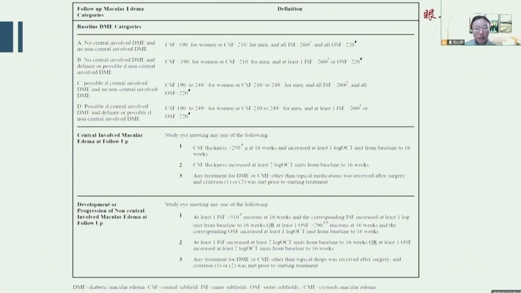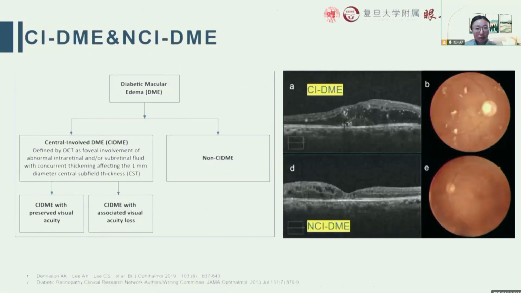So this is the DME classification standard published by the drcr.net in JAMA Ophthalmology, which is a little bit complex, but in summary, NCIDME refers to an increase in retinal thickness outside the central 1 millimeter area without involvement of the center of the macula. On OCT images, fluid accumulation is observed, but the fovea remains normal. However, CIDME refers to an increase in retinal thickness within the central 1 millimeter area, with OCT images showing significant fluid accumulation in the fovea area, usually accompanied by vision loss.